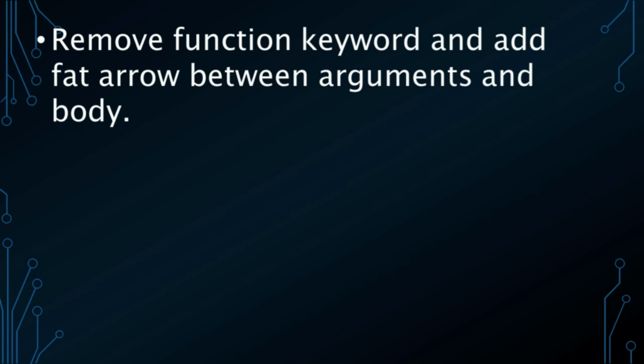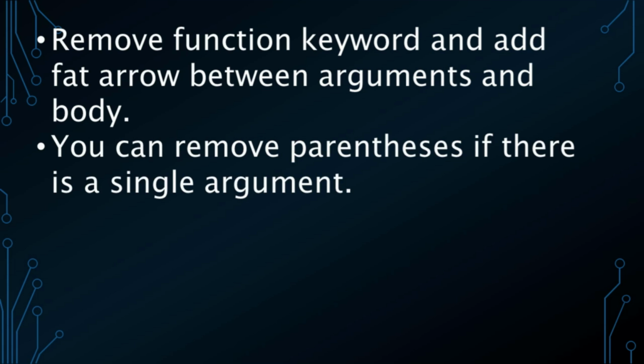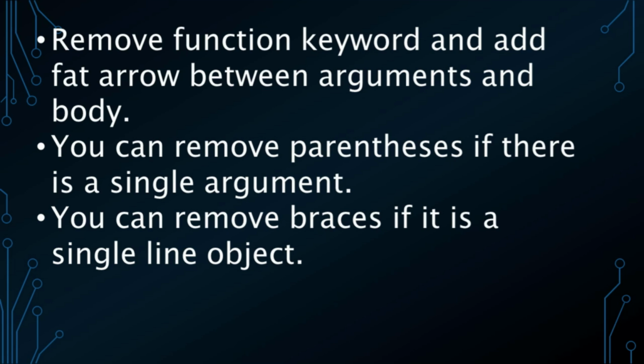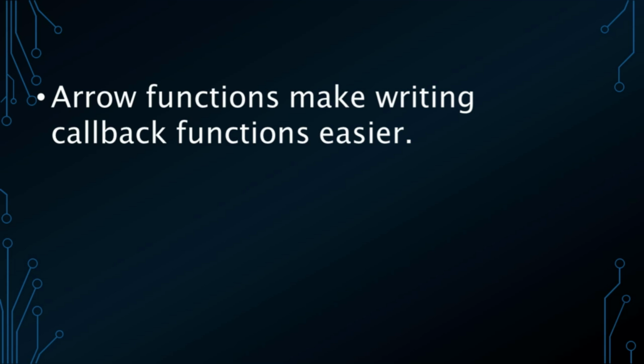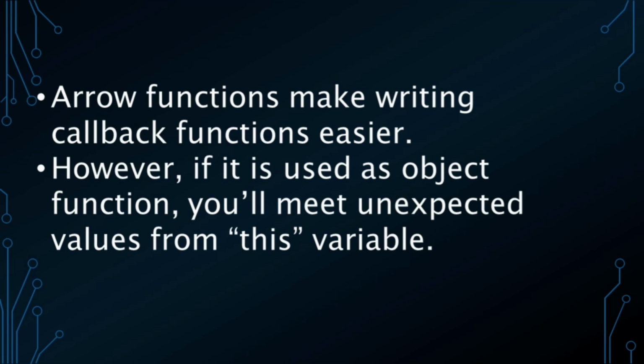Let's review what we have learned. To make a fat arrow function, we should remove the function keyword and add a fat arrow between arguments and body. You can remove parentheses if there is a single argument. And you can remove braces if it is a single line. Finally, if you return an object, you should wrap it with parentheses. Arrow functions make writing callback functions easier because they don't define the this variable. However, if it is used as an object function, you will meet unexpected values from this.